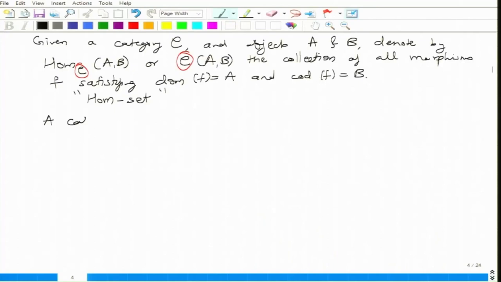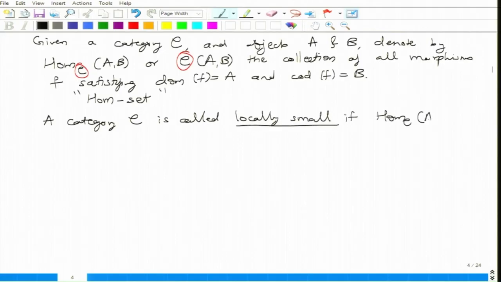So a category C is called locally small if hom(A, B) is a small set. That's how we talk about sets, a small set. Yeah, there is no concept of a large set, but still we always talk about small sets. It is a small set for all A, B in objects of C. Okay, so these are locally small categories. Most categories that you encounter in practice in algebra, topology, analysis, they will be locally small categories. I haven't yet given you examples, but I will.